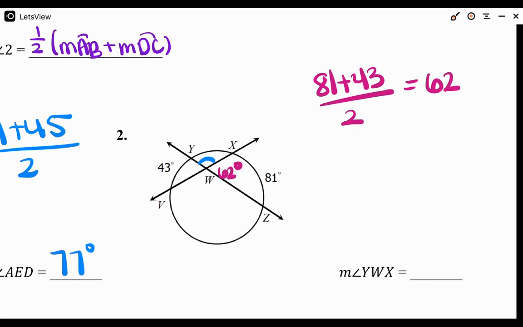Now that we have that angle, we know that, boom, if they make a straight line, they're supplementary. So 180 minus 62, we get 118. So the measure of angle YWX is 118 degrees.